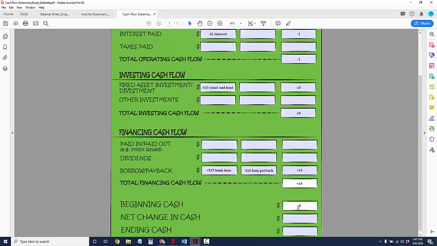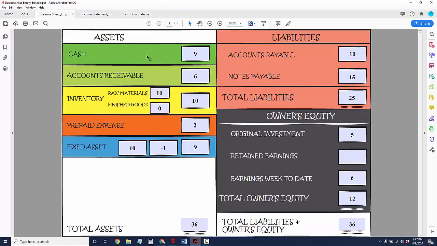Remember that we had $5 in beginning cash. This is the original investment that we did in our business, and our change in cash is minus 1, minus 10, plus 15. So you would have a change in cash of $4, and that would bring our ending cash to 9. There's a few checks and balances that we can do. First of all, this ending cash here on the cash flow statement needs to be the same as the ending cash on your balance sheet.